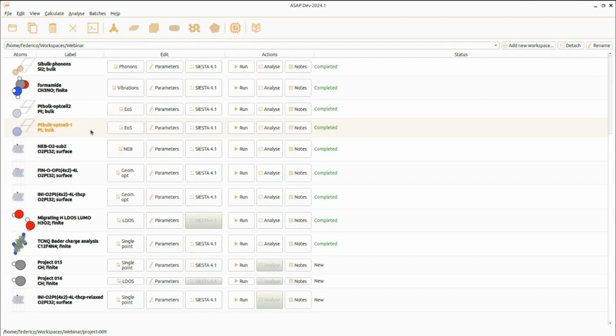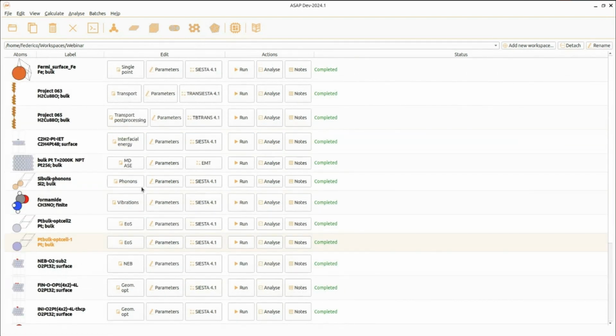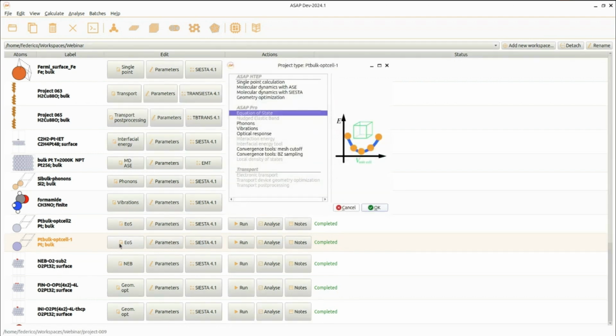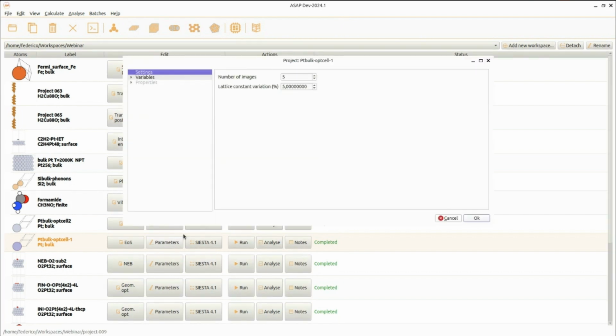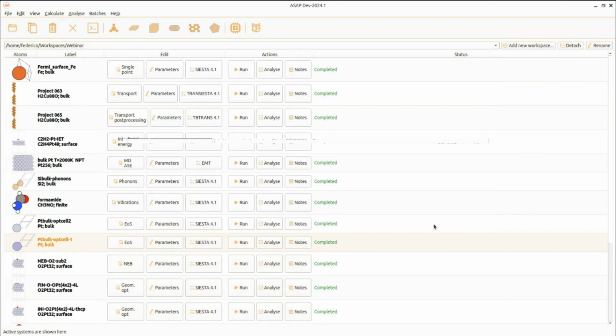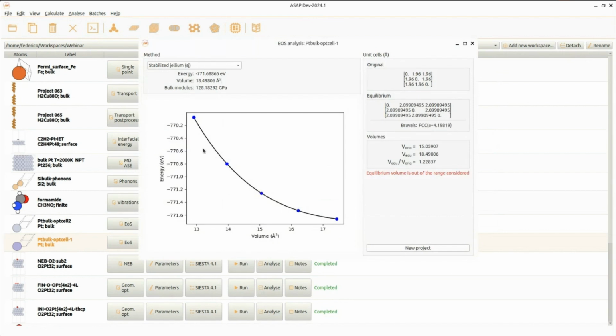So I still have a few minutes, so I'll go through some of the other projects. Next one in line is the equation of states. This project has been designed in order to optimize the unit cell as well as find the bulk modulus. The parameters in this case are very simple: the number of images and the lattice constant variation. So a set of single point calculations, geometry optimization calculation will be performed, and the energy will be extracted for each of them. And this is the result.